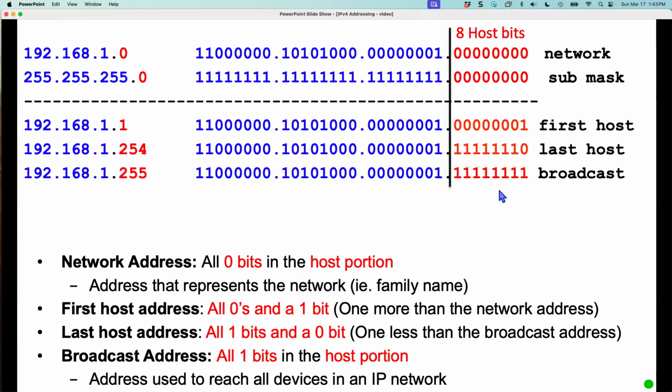This works for any IP address and subnet mask. These rules apply to all IPv4 networks. Here again, we have 8 bits in the host portion. We cannot assign the network address, this first one up here, to a device, and cannot assign the broadcast to a device. This is the range of our hosts, 1 to 254, 254 available addresses to assign to end devices.